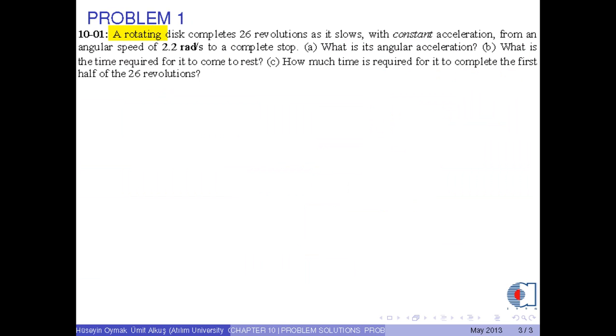A rotating disk completes 26 revolutions as it slows with constant acceleration from an angular speed of 2.2 radians per second to a complete stop. In part A, find its angular acceleration. In part B, find the time required for it to come to rest. And in part C, find the time required for it to complete the first half of the 26 revolutions.